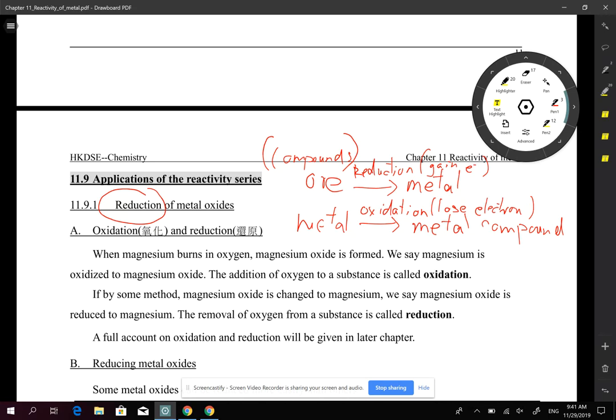Okay, but later in Form 5, we will try to broaden the meanings of oxidation and reduction. But up to now, for metal, reduction means the conversion of a metal compound back into metal. Oxidation means the reaction of metal, that is.